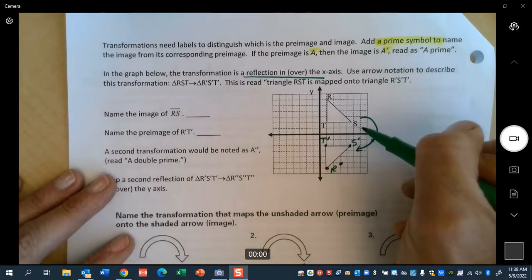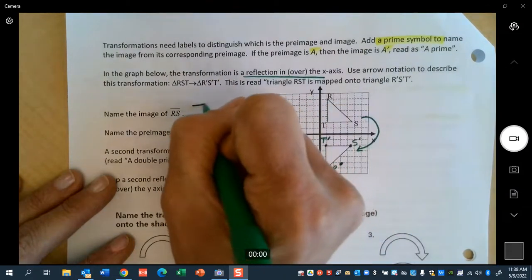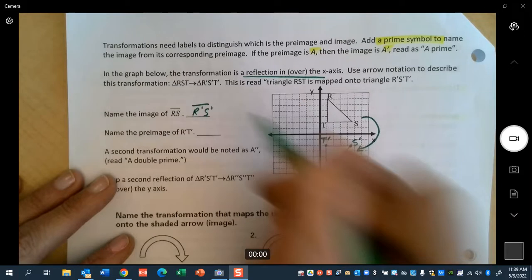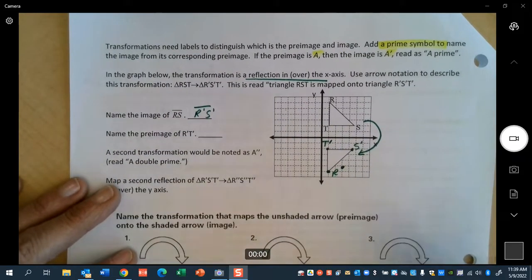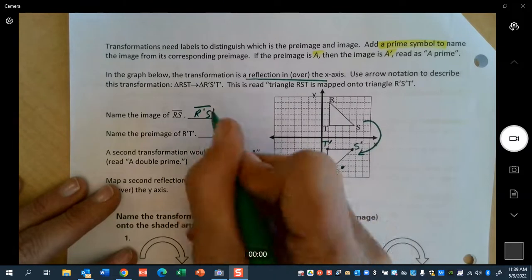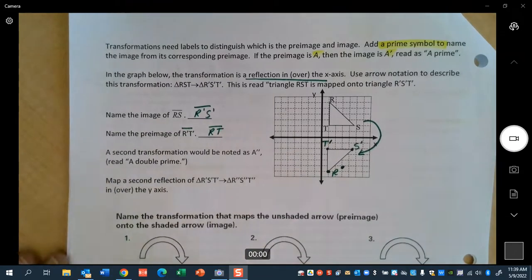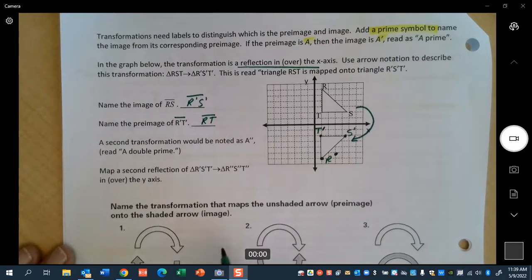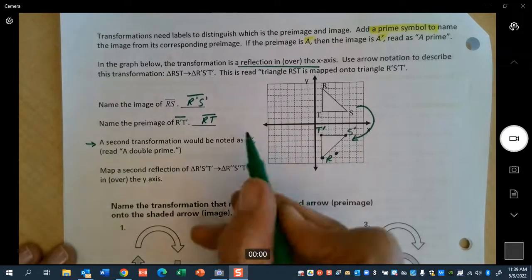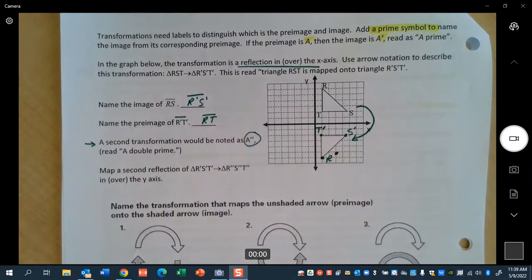So if RS was reflected, that means that our image of it is going to be R prime S prime. If you're asking me what the pre-image is of segment R prime T prime, that would be segment RT. We do have the ability to do a second transformation, and we would call that a double prime. And we can have a third transformation, and we would call that a triple prime. We can have a fourth transformation, etc.